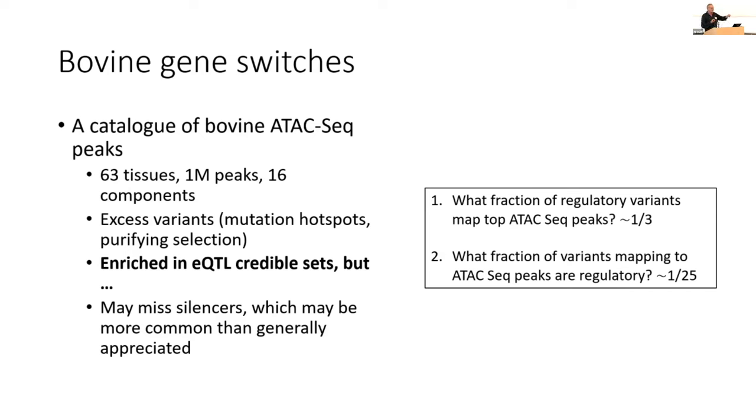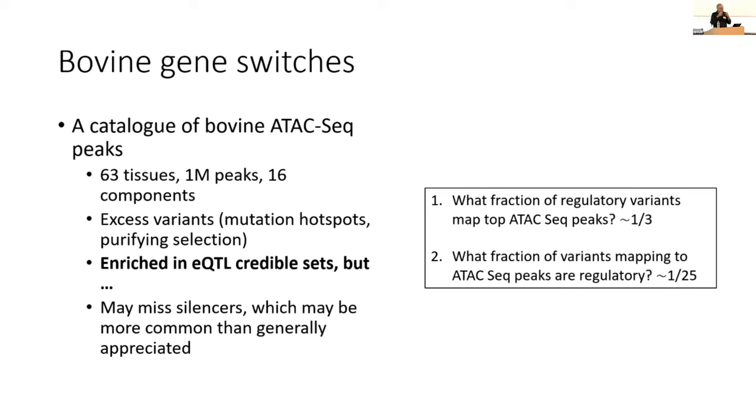But I think an interesting thing is if you go back retrospectively and you take regulatory variants that have been unambiguously pinpointed by positional cloning, and you say, could I have used ATAC-seq information to identify them more efficiently? Well, we did that for three such regulatory variants, causative variants of phenotypes. And we know just from genetic analysis that two out of these three affect a silencer and not an enhancer. And when we look into the ATAC peaks, there are no peaks there.